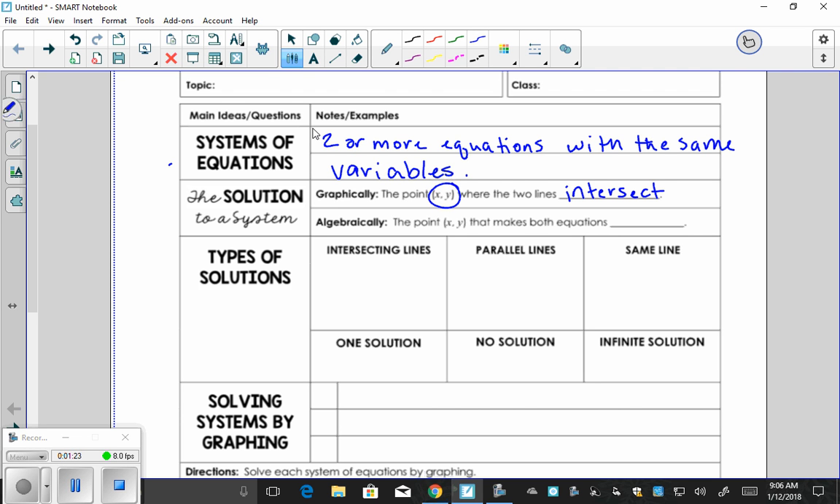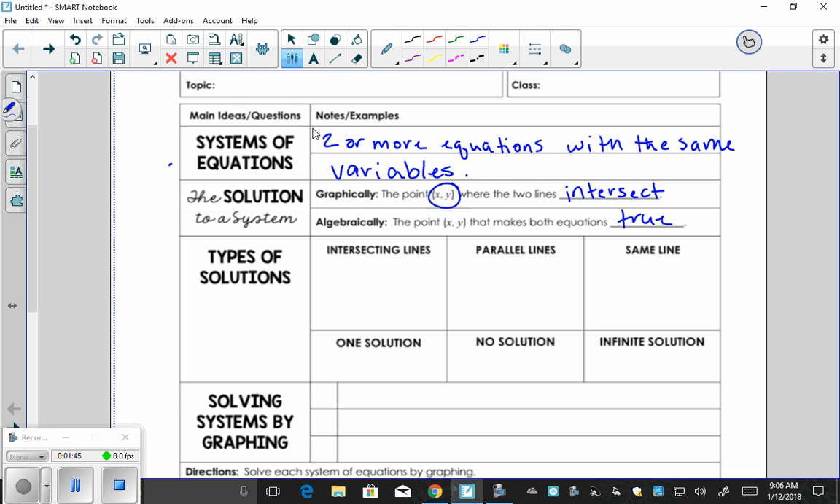The other way that you can solve this is algebraically, which is what we're going to learn later on in the week, or next week. That point is what makes both equations true. And we'll learn about that next week. So what makes both equations true?